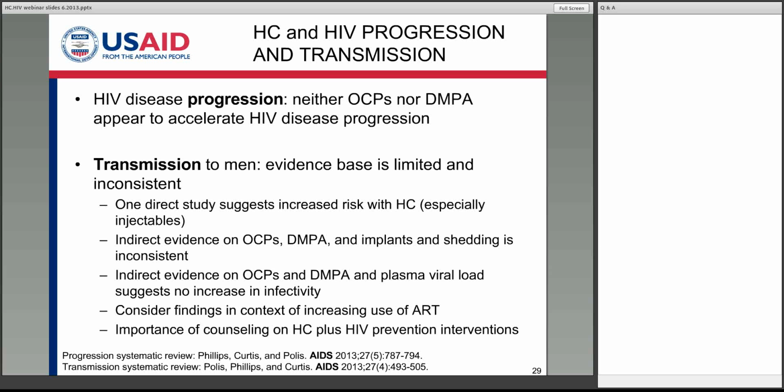Enabling women living with HIV to prevent unintended pregnancy addresses women's needs and is an absolutely essential component in reducing perinatal HIV. So I wanted to mention the evidence around hormonal contraception and HIV transmission as well as HIV disease progression. And very briefly, the data essentially suggests that HIV-infected women can use hormonal contraception without concerns related to HIV disease progression. Questions remain with respect to whether hormonal contraception, especially injectables, may increase the risk of transmission to a male partner. As rollout of antiretroviral therapy increases, any such increase in risk of transmission with hormonal contraception would likely strongly be decreased. Regardless of the contraceptive method used, HIV-infected women should be counseled about the importance of combining hormonal contraception with effective HIV prevention interventions, such as condoms and ART initiation. Next slide, please.